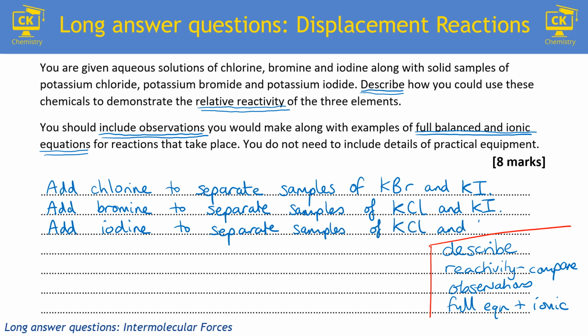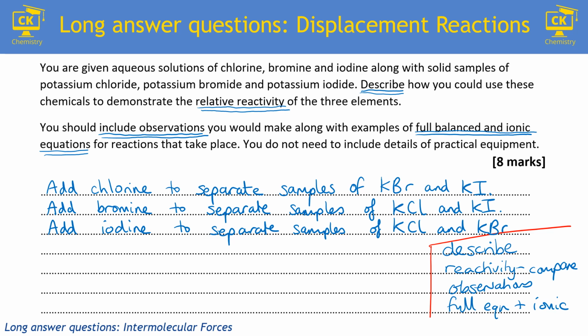Now, in theory, we can get the relative reactivity just by adding chlorine to bromide and iodide, and then adding bromine to iodide. So in theory, that does give us a pecking order of reactivity, because those are the three reactions that do result in a reaction. However, at GCSE and everything else, we're taught that we're going to also just check that it doesn't work in the opposite direction. So that iodine does not displace chlorine or bromine.